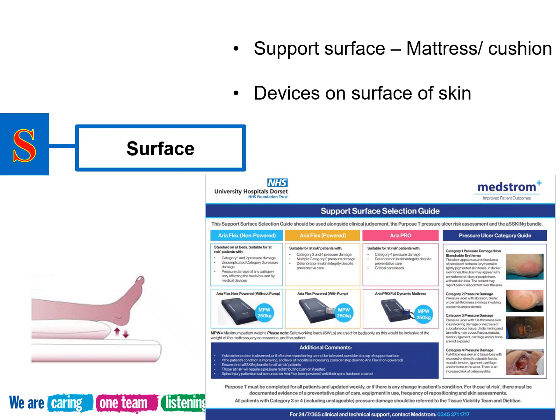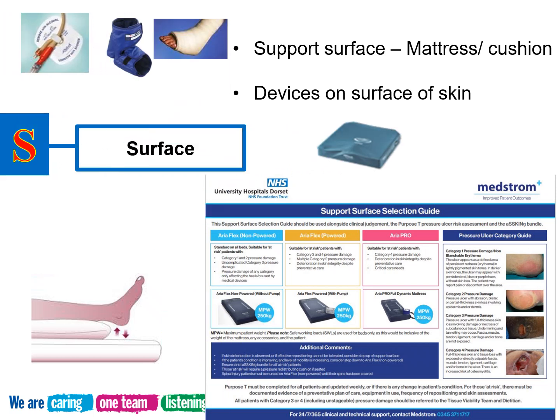S is for Surface. When we think of surface, we need to think of both the support surface, the mattress or the cushion on which the patient is resting, and also any devices which we have placed on the surface of the patient's skin. The support surface selection guide is available on the intranet under T for tissue viability and within the equipment section. Remember that there is no mattress or cushion which will alone prevent pressure damage. These are just tools in our toolkit to aid us with pressure relief. It is the repositioning and offloading which will prevent the pressure damage from occurring.